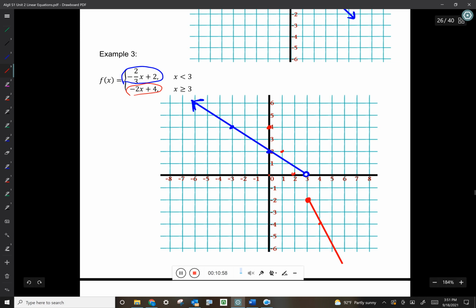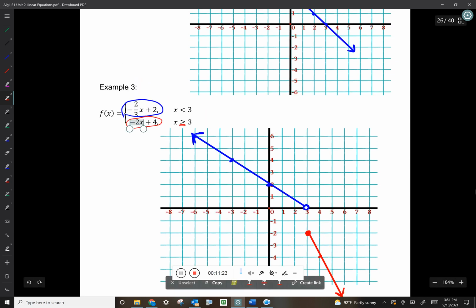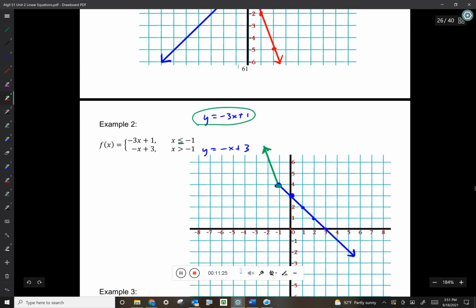Okay, so I've got this line that goes out here to the right, and because of the equal to right there, I do want that to be a solid dot. So notice on this one, the two pieces did not connect. That's okay. They don't have to. You just have to draw your graph as accurately as you can and see if they connect or not. So because of that, I want to add something to our box that we were writing up here.